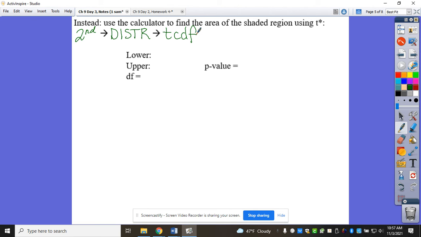Well, we're not dealing with normal CDF, so which button do you think we're going to push now? And it is going to prompt you for these three things. Is this going to happen every time we do T? It won't be on the table? Right. Okay.